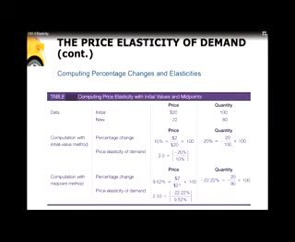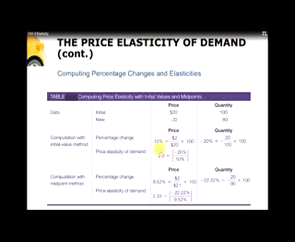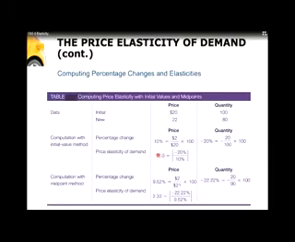To calculate the percentage changes, we can look at the percentage change of price. It's 10%. The change in price is $2. The initial price was 20, so $2 divided by 20 times 100 gives us 10%. The percentage change in quantity is the change of negative 20 divided by the initial quantity of 100 times 100, we get negative 20%. The price elasticity of demand, using the initial value method of calculating percentage changes, is 2, which is the absolute value of negative 20% divided by 10%.